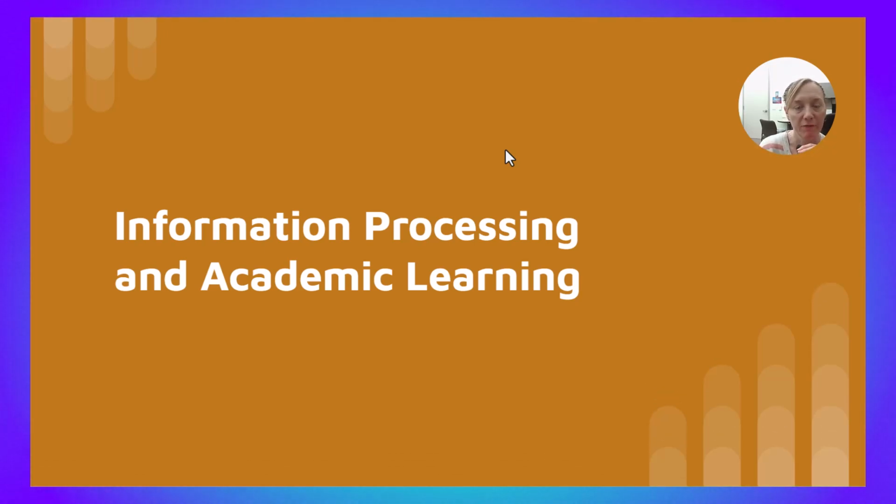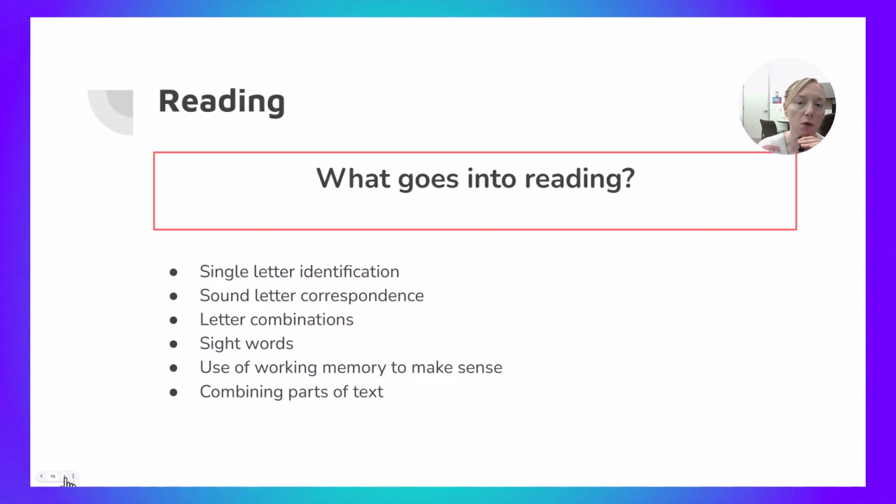We're going to take what we know about information processing and apply it to academic learning. The first area we're going to look at is reading. So what actually goes into reading? Well, the first thing we need to be able to do is understand that letters have names. An A is called an A, a B is called a B.